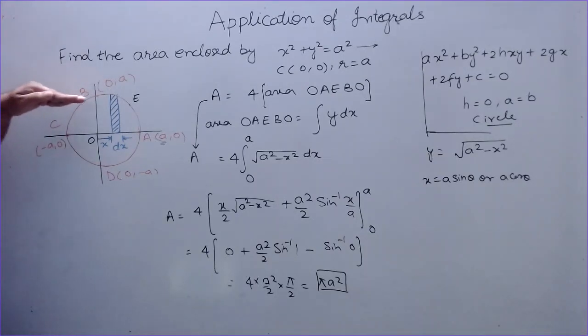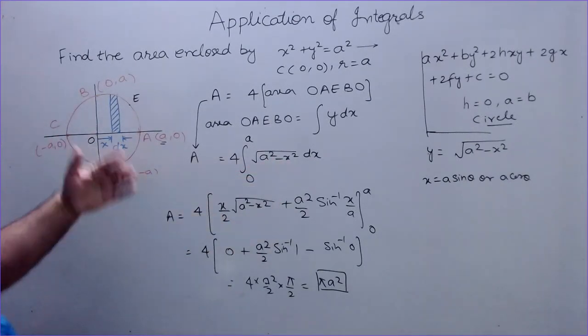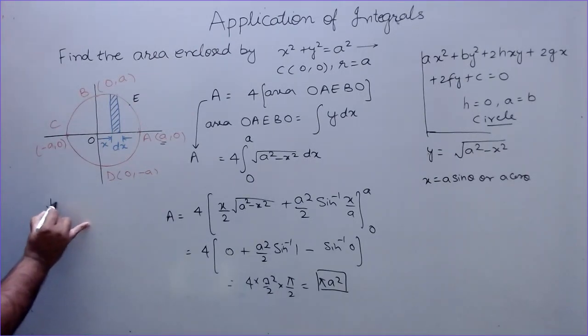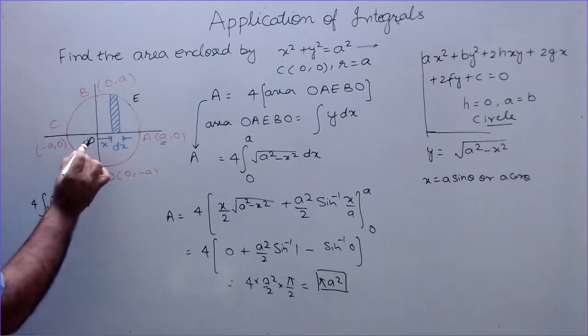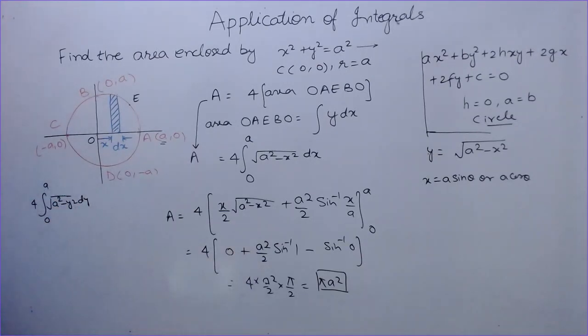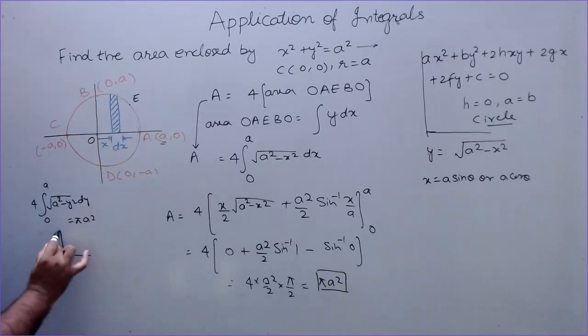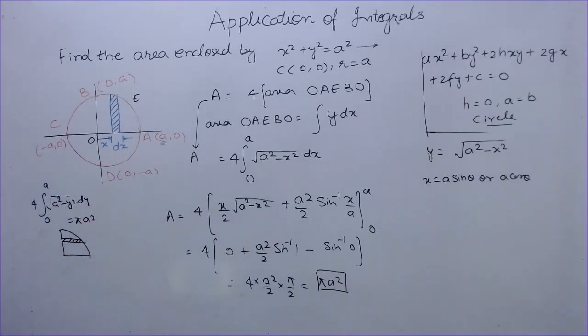Now if you take a horizontal strip, in place of x it will be root of a square minus y square. Then the area is 4 times the integral of x dy, where x is root a square minus y square, and y varies from this point to this point, 0 to a. You will get the same result, pi a square, if you take a horizontal strip. So this is how you can find the area enclosed by a circle.